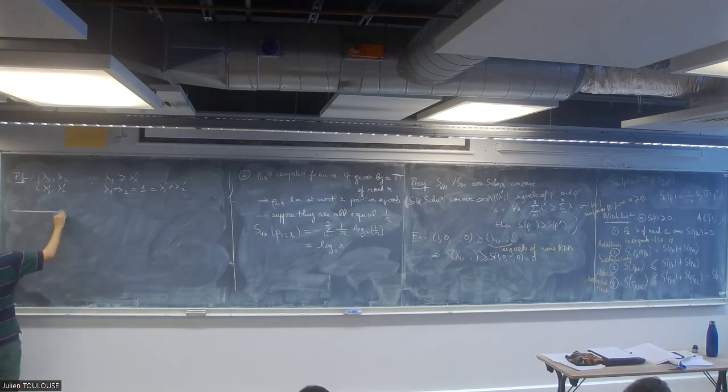Now if I put them on an axis, I have lambda 1, which is larger. So lambda 1 prime, let's put it there. Lambda 1 and lambda 2 sum to 1. Same thing for lambda 2 prime. So lambda 2 prime is here, and lambda 2 is here. I should have used different colors for the primes. Yeah, let's use different colors.